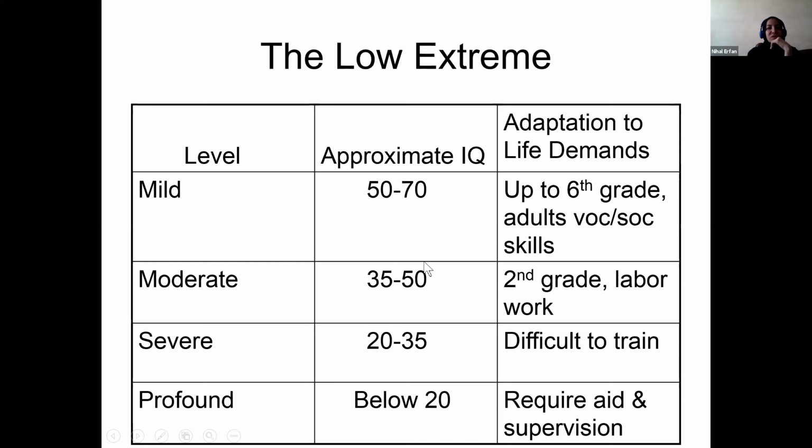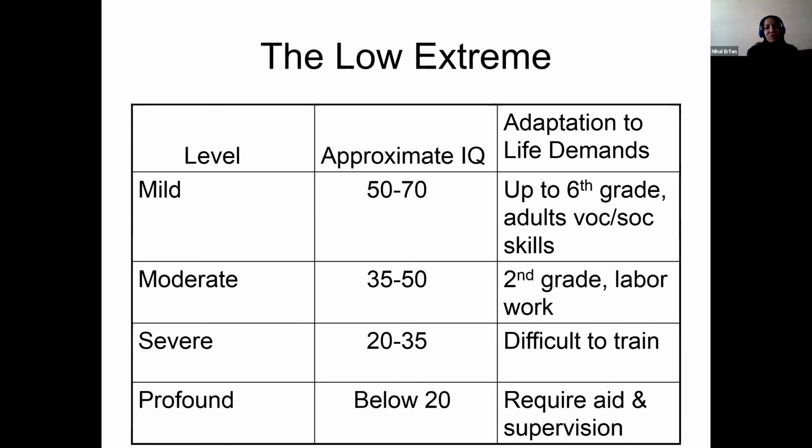With moderate intellectual disability, you're talking about an IQ of 35 to 50, and they pretty much get to maximum 2nd grade, and then they're involved in more labor work. Again, you have to be careful, because labor work and operating machinery need a lot of coordination and problem solving. So it's not somebody that's going to be driving anything or handling something that could be dangerous.